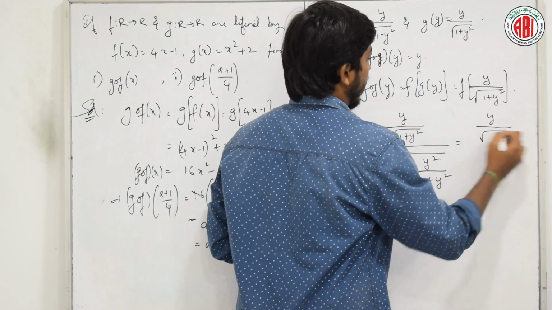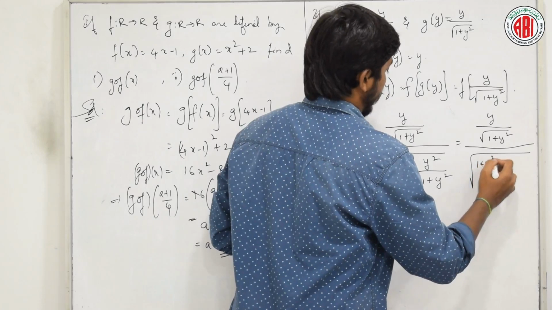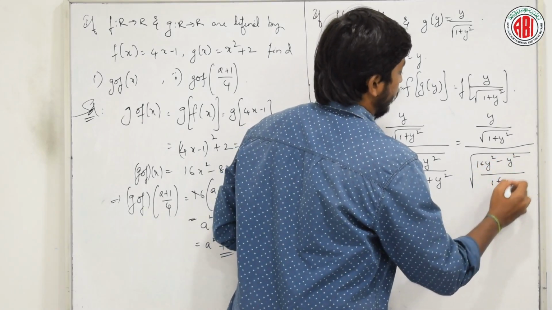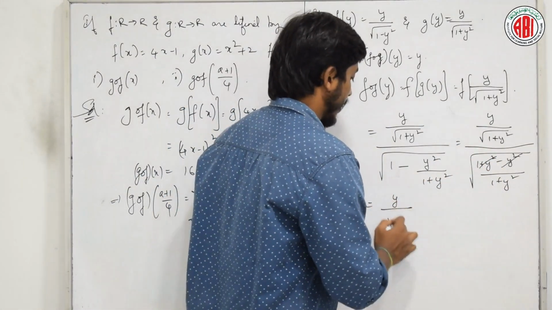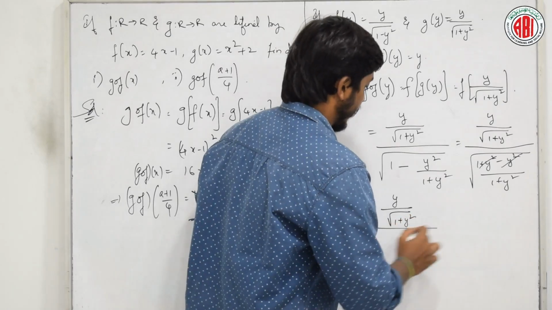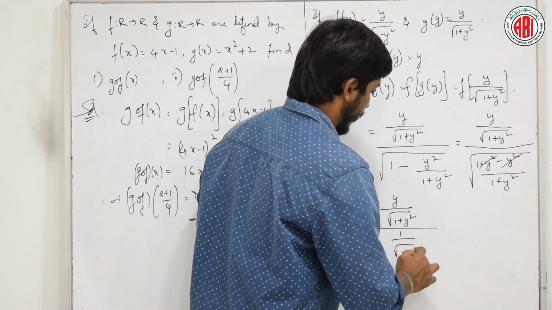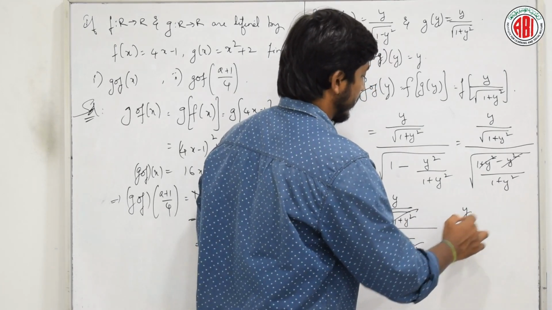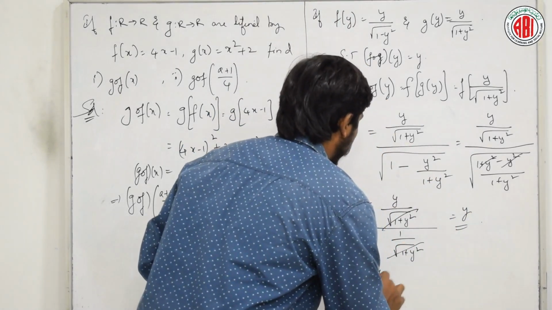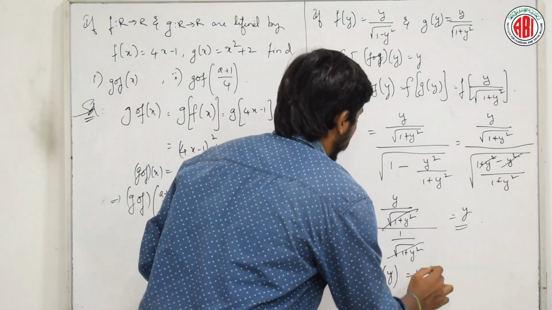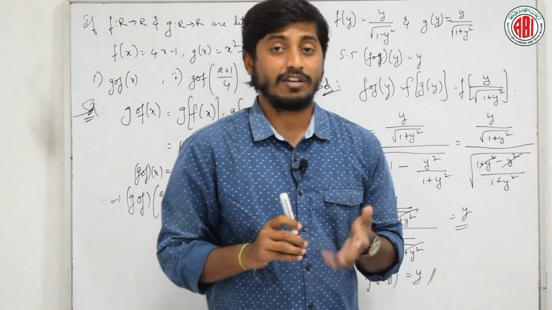Now y by under root 1 plus y square whole divided by under root, LCM is 1 plus y square. Here y square will get cancelled. That is nothing but y by under root 1 plus y square divided by root 1, which is 1 by under root 1 plus y square. These both will get cancelled. I will get the answer as y. Therefore, f circle g of y is equal to y. Is it easy to solve? Fine. Shall we move to the next problem?